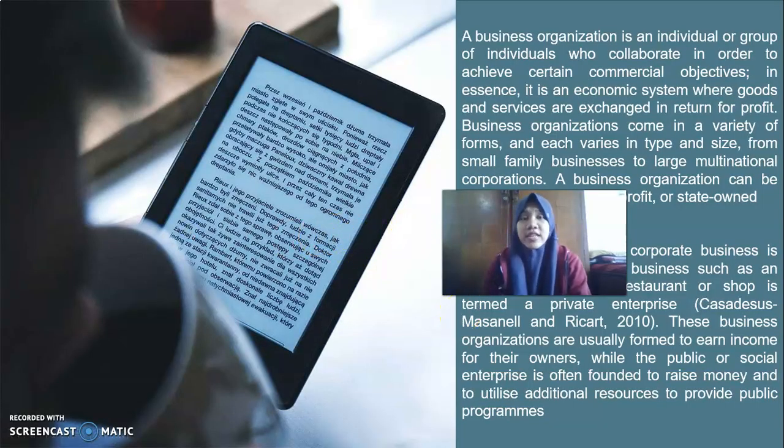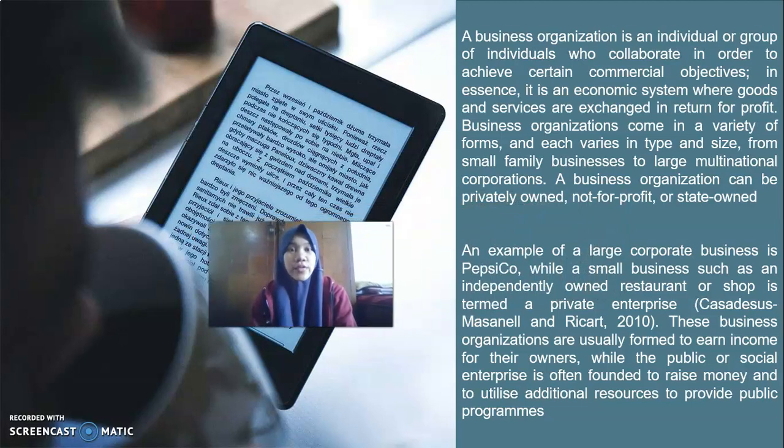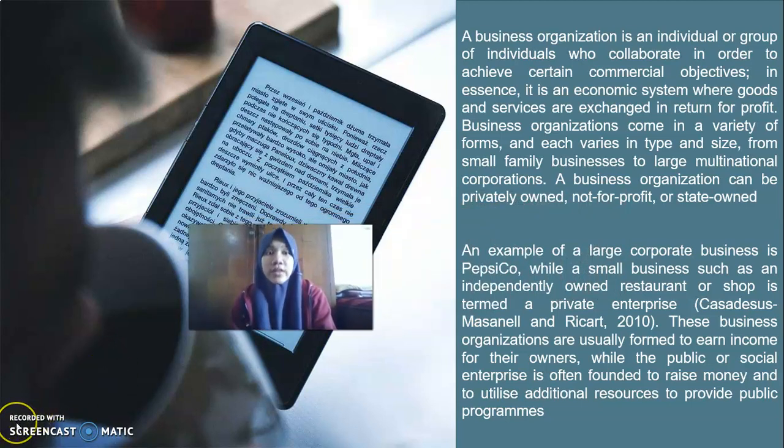A business organization is an individual or group of individuals who collaborate in order to achieve certain commercial objectives. In essence, it is an economic system where goods and services are exchanged in return for profit. Business organizations come in a variety of forms, and each varies in type and size, from small family businesses to large multinational corporations. A business organization can be privately owned, not-for-profit, or state-owned.